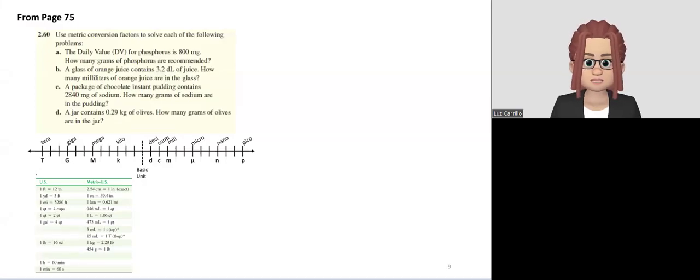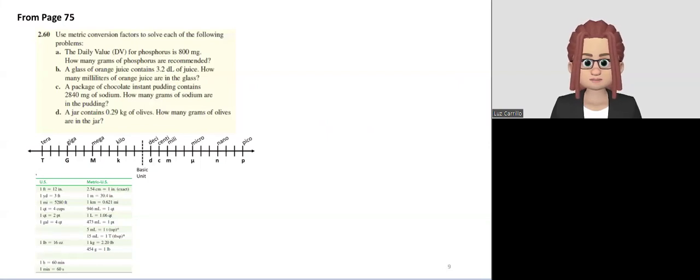In this video, we are going to continue practicing conversion problems. Now we are going to be doing book problems. We're going to focus on the problems on page 75, problem 2.60. It states, use metric conversion factors to solve each of the following problems. We're going to work specifically on letter A and B.